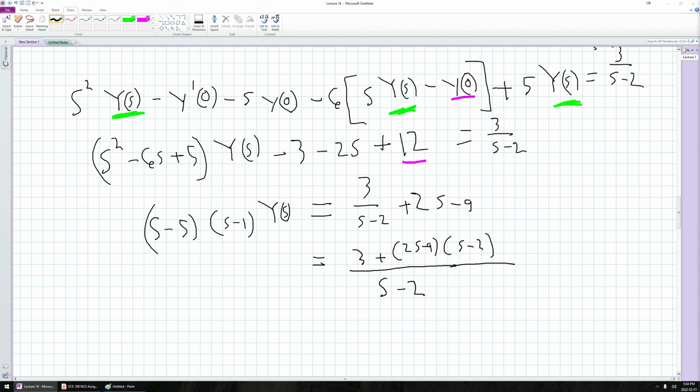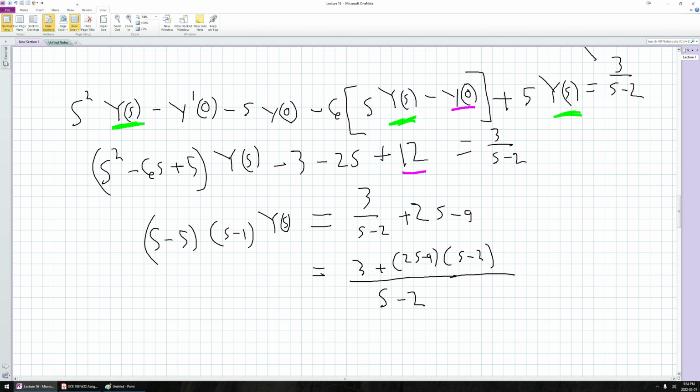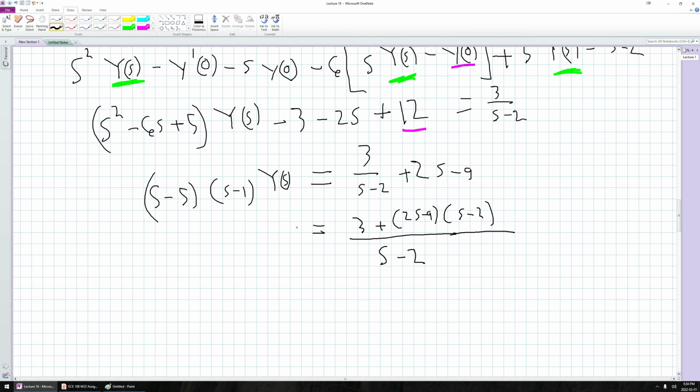So now what I want to do is solve this for Y sub s. So now I can just simply divide everything through by the term in front of the Y sub s. Okay, so here I get capital Y sub s. This will simply be equal to all of this divided by these terms here.